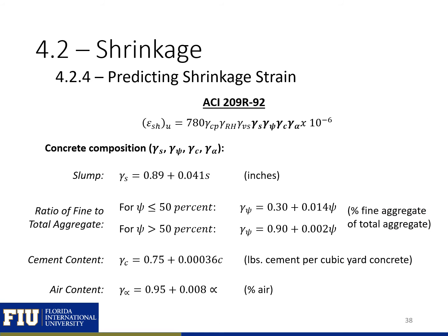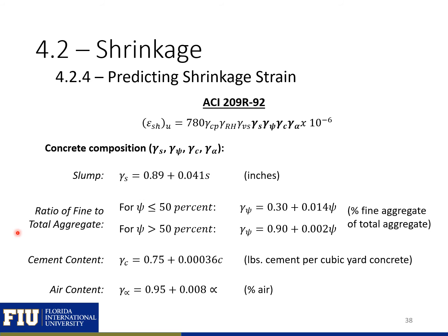Next, we have 4 factors that take into account the concrete composition. The first factor is our slump factor. We can see a higher slump will generally increase our shrinkage, and this is because higher slumps normally indicate a higher water content. Next, we have a factor taking into account the ratio of fine to total aggregate.